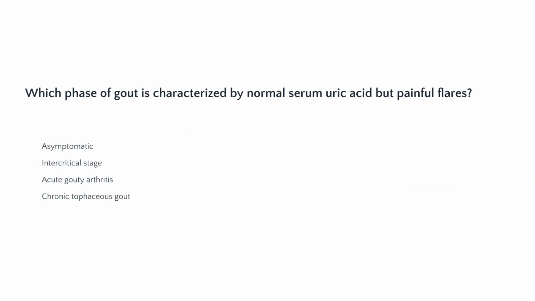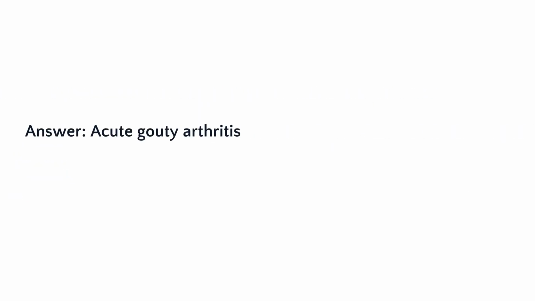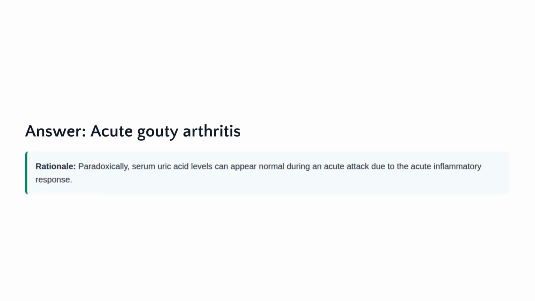Which phase of gout is characterized by normal serum uric acid but painful flares? The answer is acute gouty arthritis. While serum uric acid is high during the initial asymptomatic phase, levels can normalize during an acute flare, as the uric acid shifts into the joint.